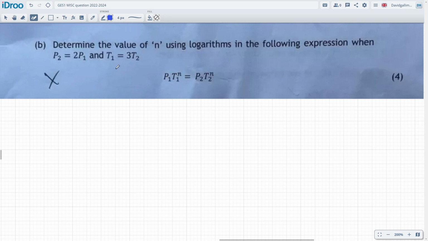So we're going to rewrite this thing, and they do give us some extra information. They say P2 is equal to 2P1. So let me write this thing down. P1 T1 to the power of n. I'll put it in brackets so I can see how that's really affecting it.